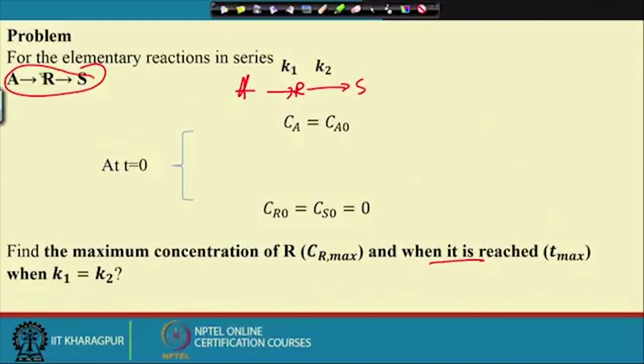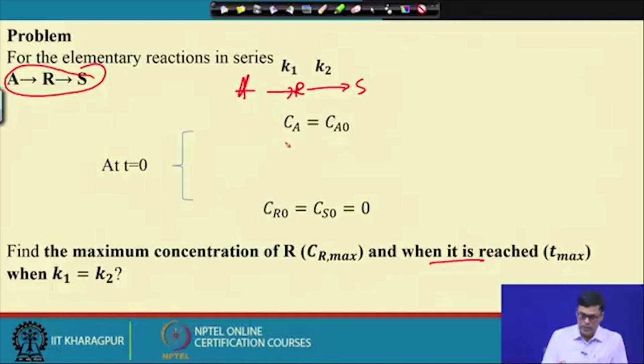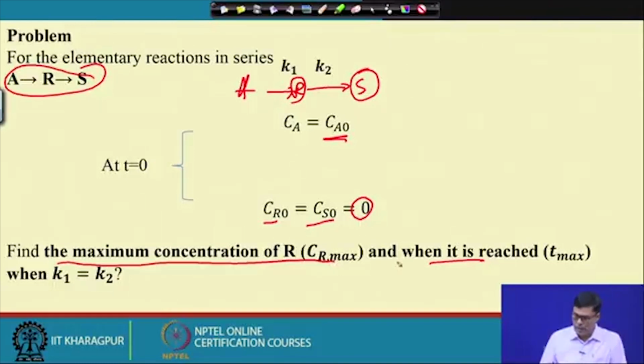Now, for the elementary series reaction A to R, R to S, at t equal to 0, Ca equals Ca0, and R, that is the intermediate concentration, and the final product concentration will be equal to 0. This is the boundary condition. The question is the maximum concentration of R, what you find as the maximum concentration and when it is reached, at t max, when K1 equals K2.